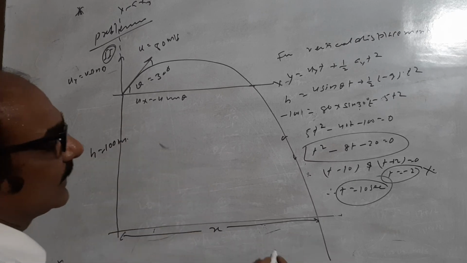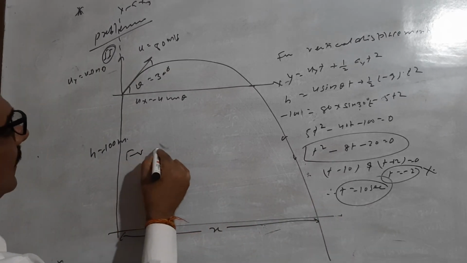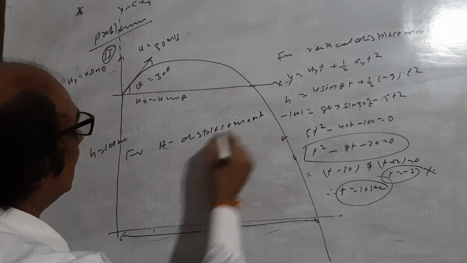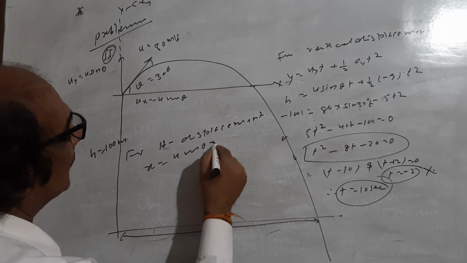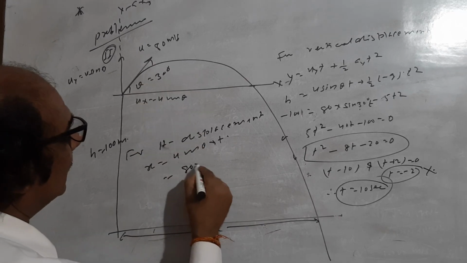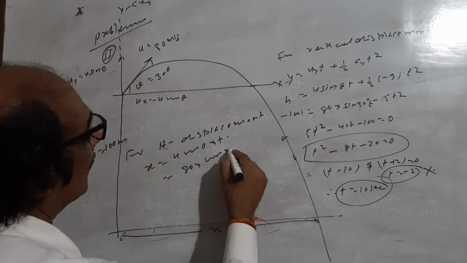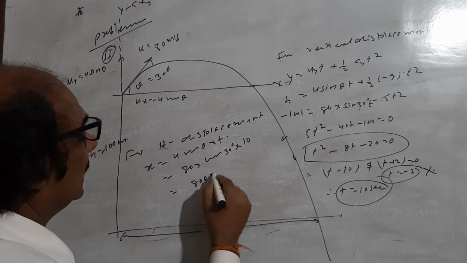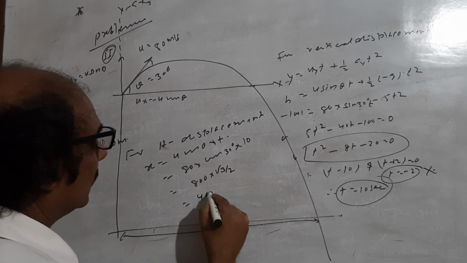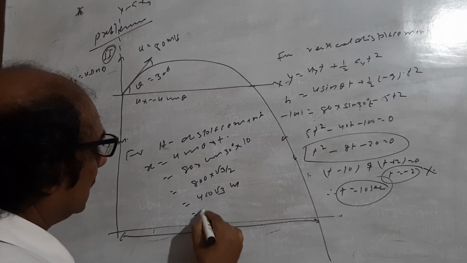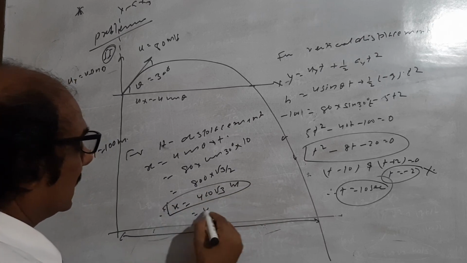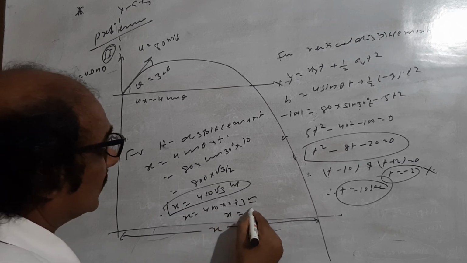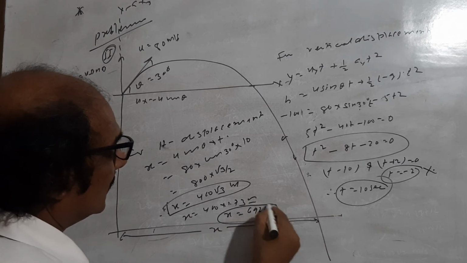And then find out the horizontal range. So for horizontal displacement, x equal to u cos theta into t, u equal to 80 cos 30 degree into t, which is 10 seconds, and this is 800 into root 3 by 2, 400 root 3 meter, otherwise x equal to 400 into 1.73, and near about the value x equal to 692 meter.